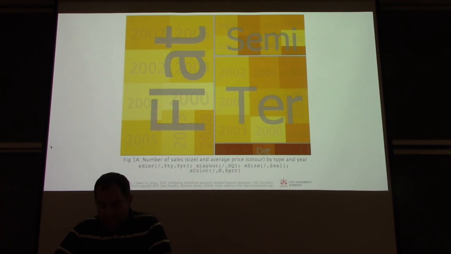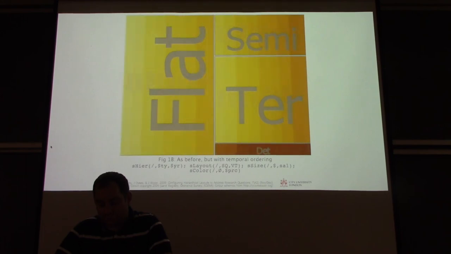Property transactions in this view are conditioned using property type and the year of sale. Rectangles are sized by the number of sales and colored by the average price. Almost half of all sales are flats. Since the rectangles are ordered by size, temporal trends are difficult to detect. We will now reconfigure the layouts to arrange the years chronologically. This view more clearly shows the upward trend in average price.